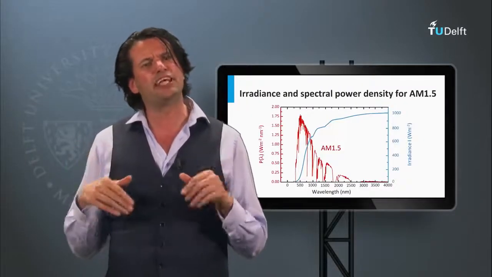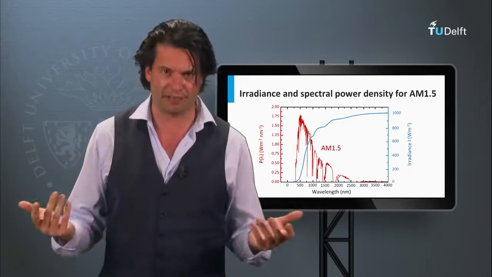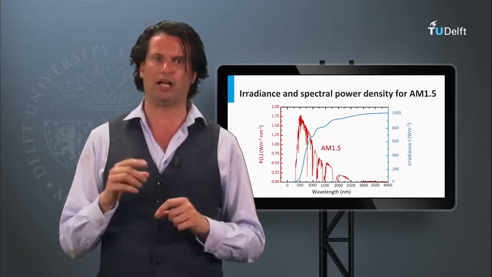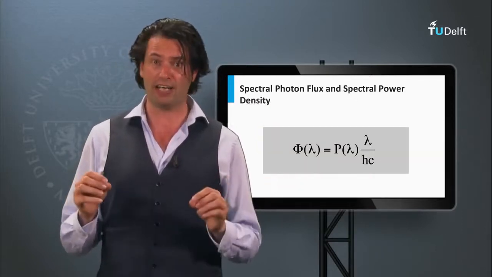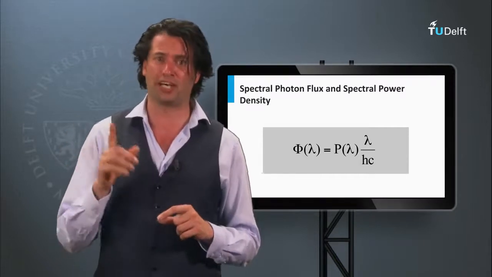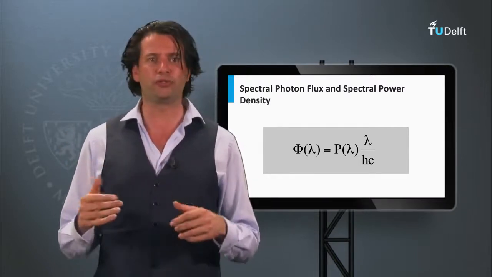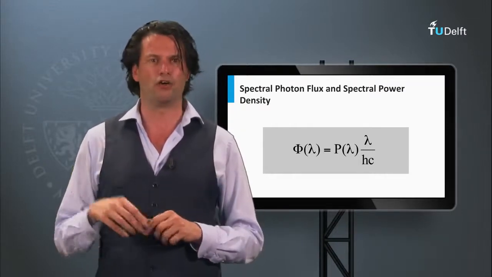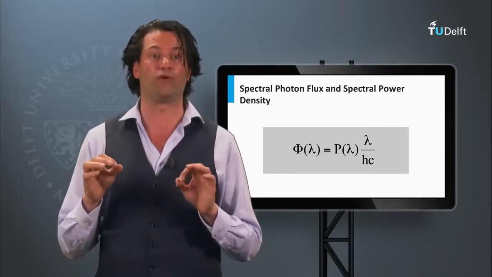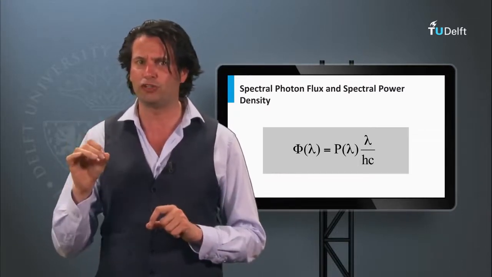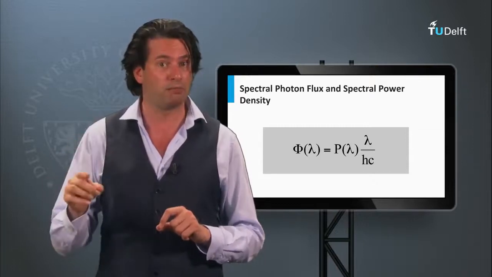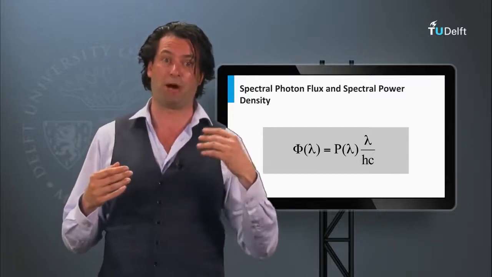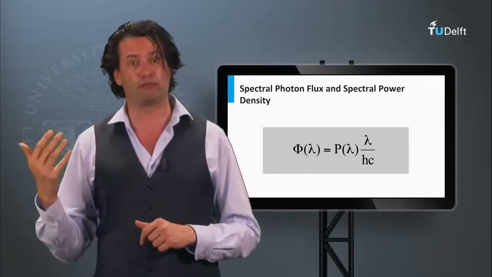The irradiance tells us something about power per unit area. However, we can consider light as a number of photons as well. The photon flux phi is the amount of photons per time per area. Similar to irradiance, the photon flux does not contain any spectral information. For that, we define the spectral photon flux, which is the amount of photons per unit area, per time, per wavelength range. What is the relation between the spectral power density and the spectral photon flux?